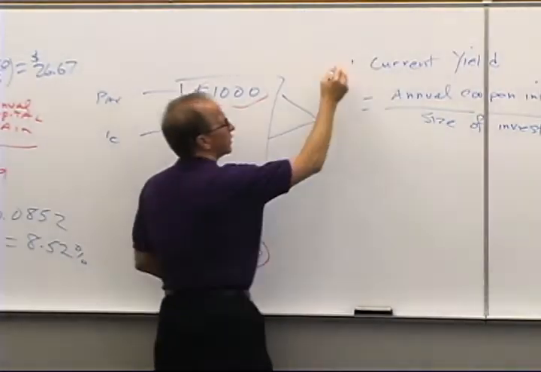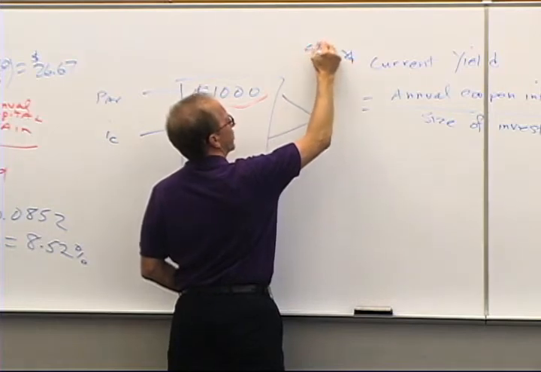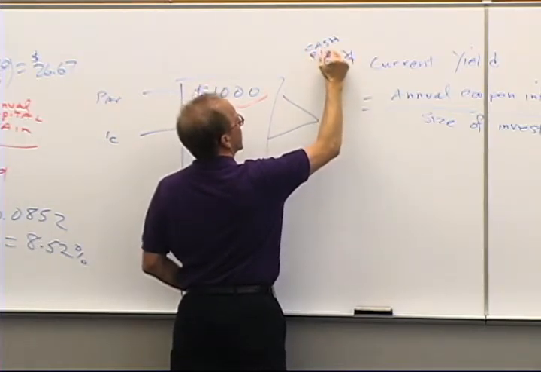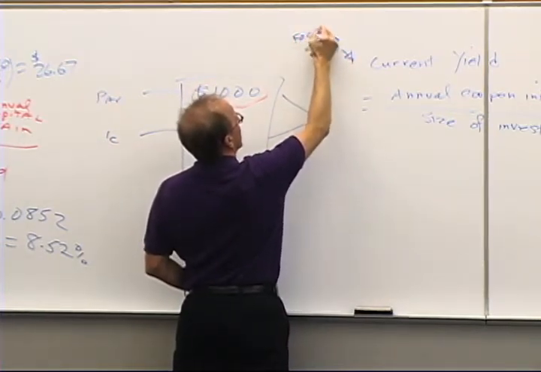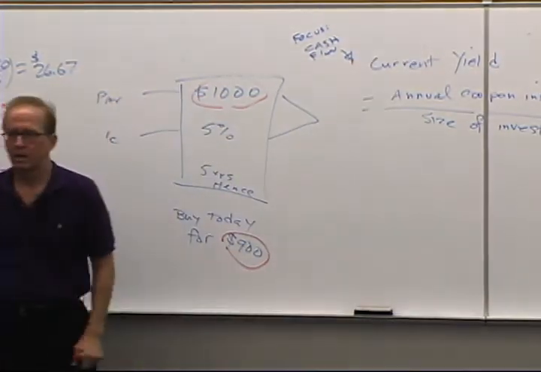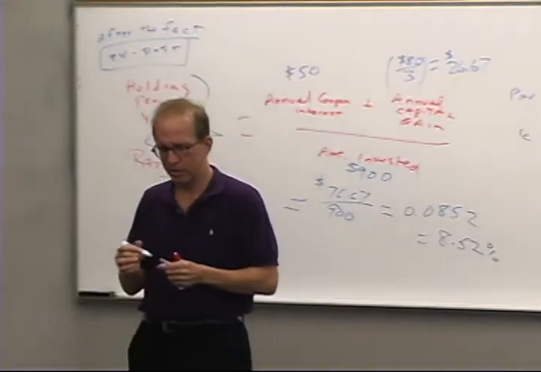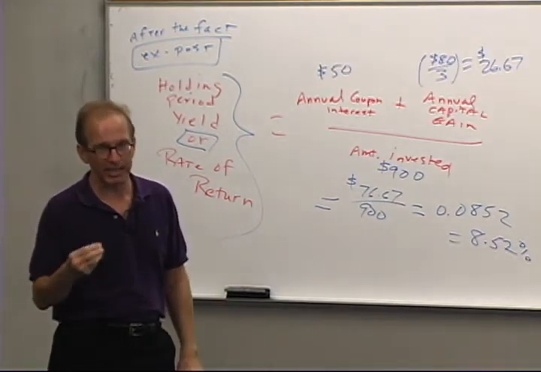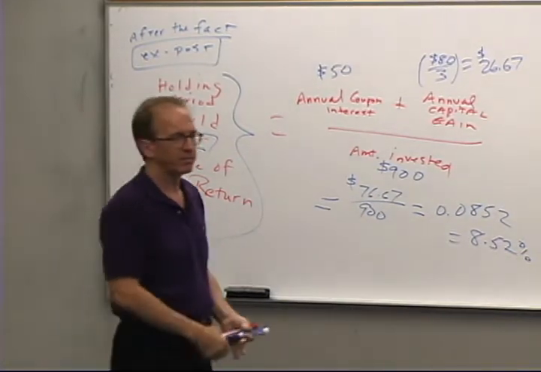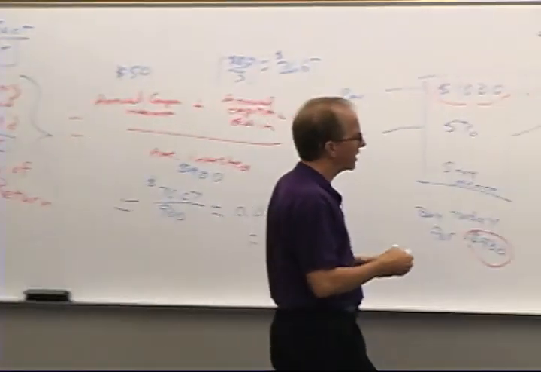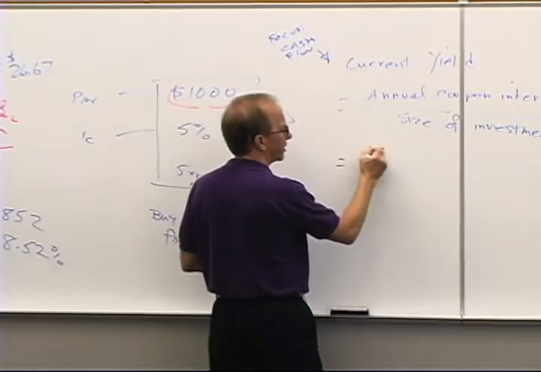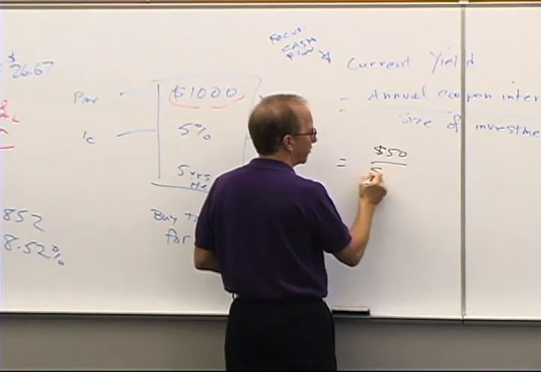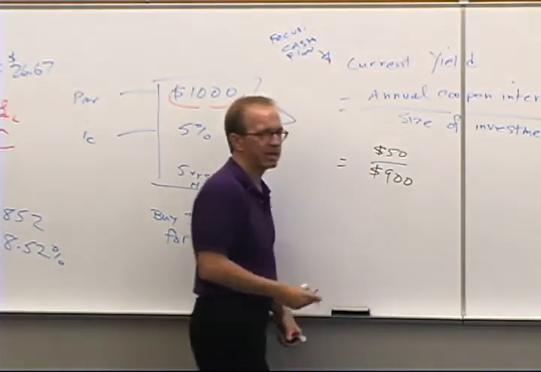And this current yield is focusing on cash flow. And so all that we do with this one is just say, how much do I get in that check they send me every year? Okay, in this particular case, you get a $50 check each year, and you've put $900 up to buy this thing.